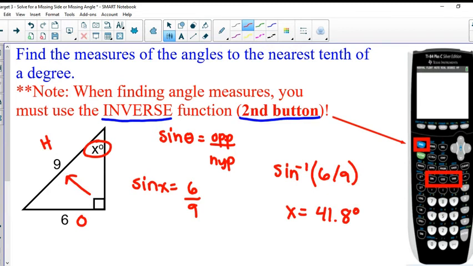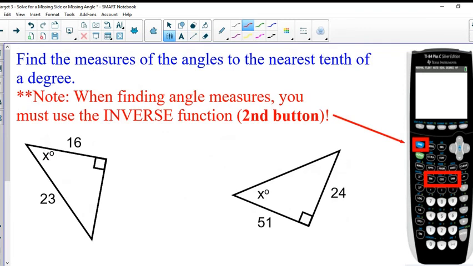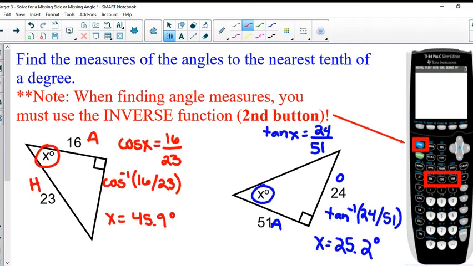Now I'm going to change the screen, and there's going to be 2 more problems up there. Pause the video, try those 2 problems, and then when you're done, the screen will change. Start your video again, the screen will change, and then you can see the answers.